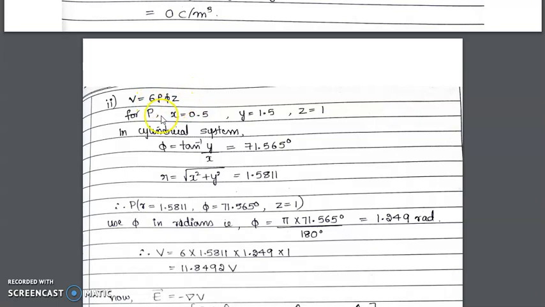cylindrical coordinate system. But point P, X, Y is given in Cartesian coordinate system. So we have to convert these Cartesian coordinates into cylindrical coordinates. So we can obtain rho, phi, z, where z is equal to z, which can be retained as it is. Phi can be obtained by tan inverse of y by x, which is equal to 71.565 degree, and rho can be obtained by square root of x square plus y square, which is equal to 1.5811.